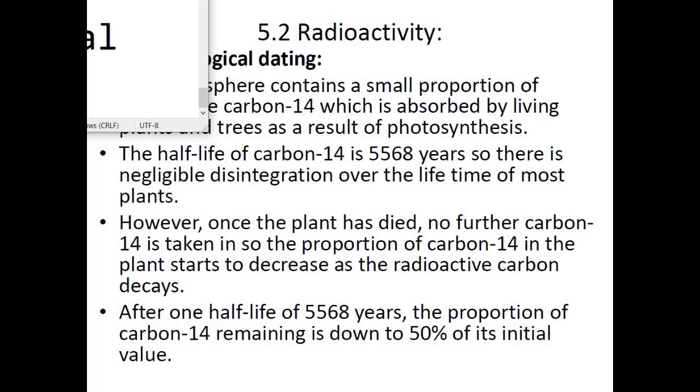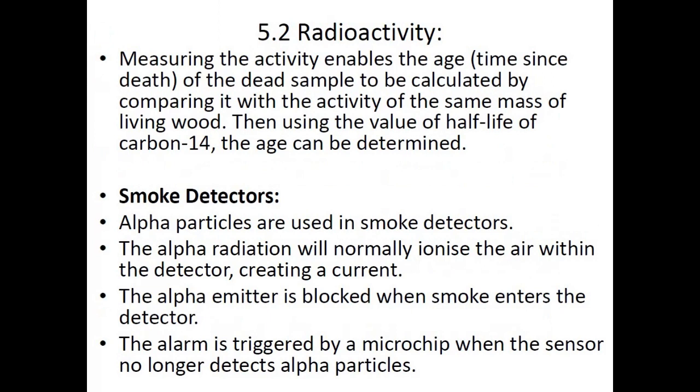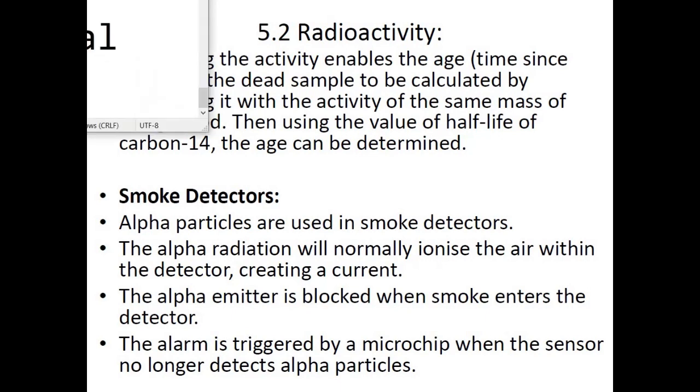After one half-life of 5,568 years, the proportion of carbon-14 remaining is down to 50% of its initial value. Measuring the activity enables the age, the time since death of the dead sample, to be calculated by comparing it with the activity of the same mass of living wood or living flesh. Then using the value of the half-life of carbon-14, the age can accurately be determined. This process is also known as carbon dating.